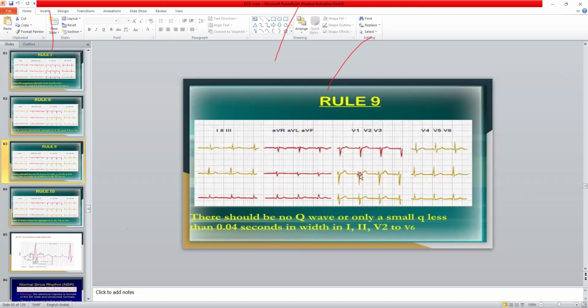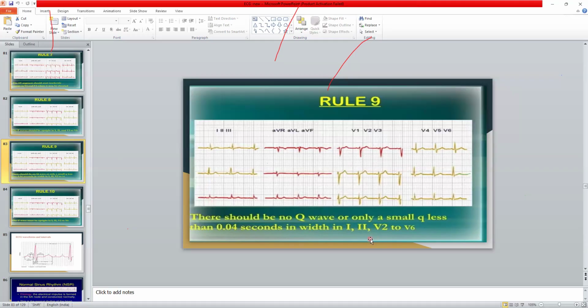Very small. This is the R wave. This is the Q wave, the beginning of the QRS complex. Here you can see the Q wave. See, this is the Q wave. It is normal, but it is not present in lead 3. In the normal ECG, it won't be there.